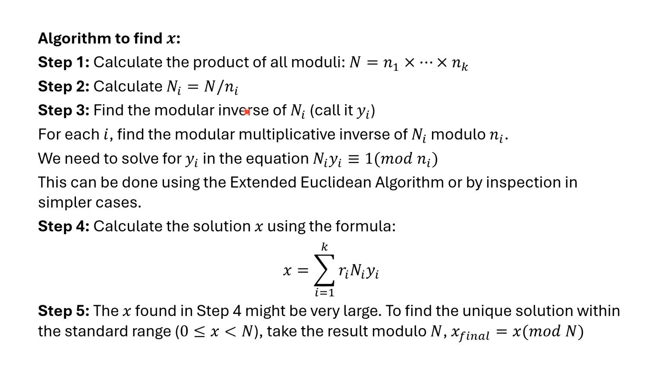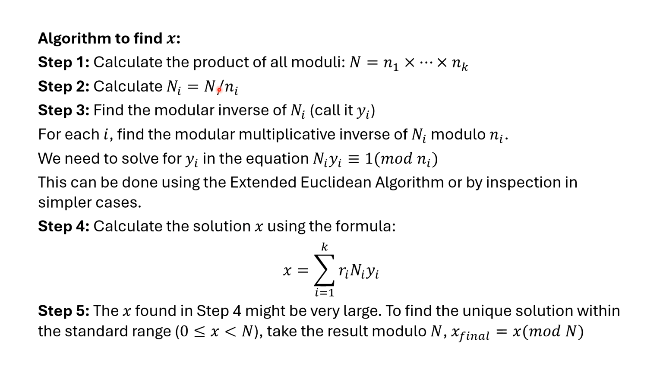And then we need to find the modular inverse of N sub i. So we need to solve this equation here for each i, i equals 1 to k. And it's basically looking at what number do you need to multiply times N sub i in order to get 1 modulo little n sub i. And we can do that using the extended Euclidean algorithm. And in the example that I give you, we'll just do it by inspection. If n sub i is small, you can normally just go through the possible cases and figure out what the solution is. So we'll do that in our example.